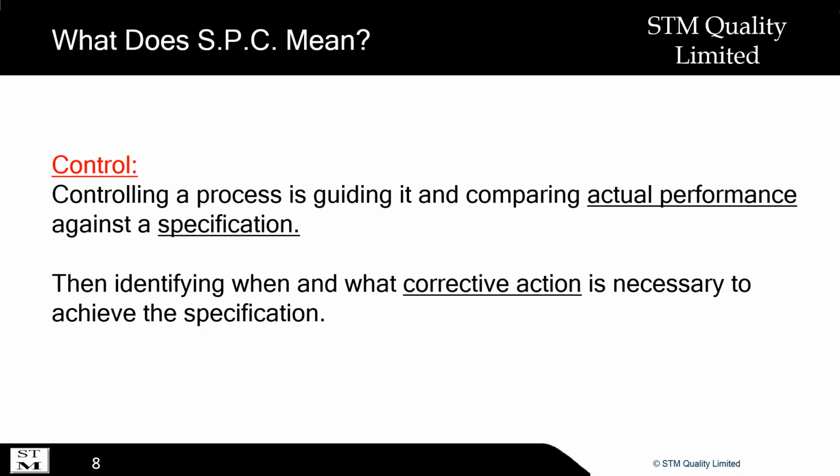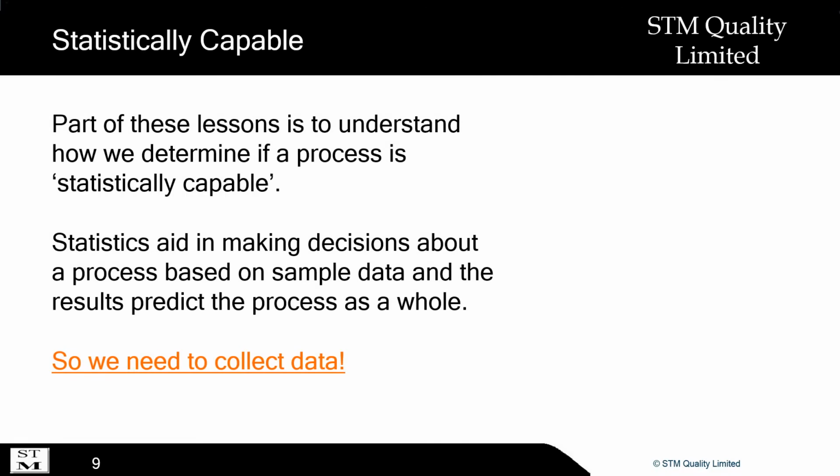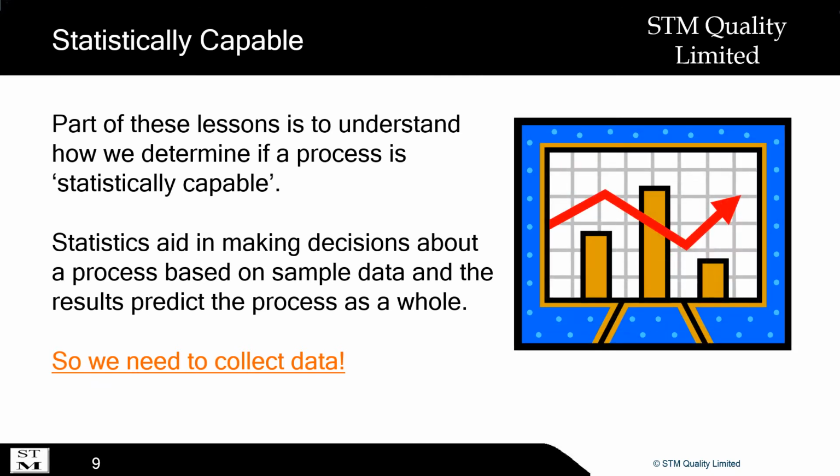Control. Controlling a process is guiding it and comparing actual performance against a specification. Then identifying when and what corrective action is necessary to achieve the specification. Part of these lessons is to understand how we determine if a process is statistically capable. Statistics aid in making decisions about a process based on sample data, and the results predict the process as a whole. So, we need to collect data.